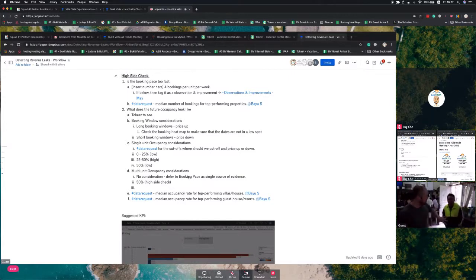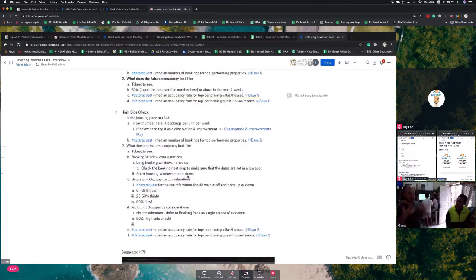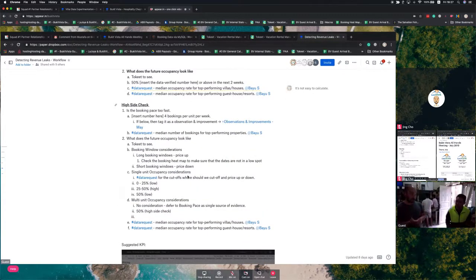Chantik has how many rooms? 6. Okay, so 6 unique rooms, 4 bookings a week. Oh wait, it should be getting 12. Sorry, 12 is normal, but if it's getting 20 or 24, then that's a little bit high, and it's time to think about how to increase the price.